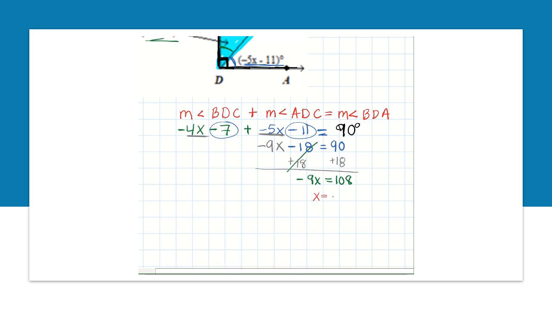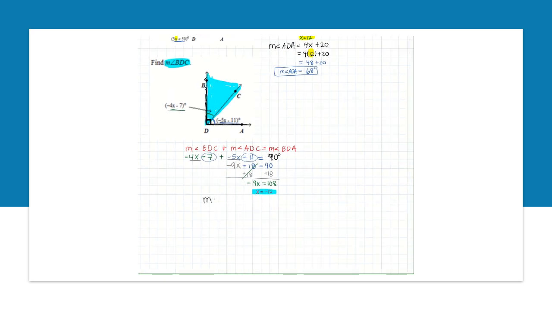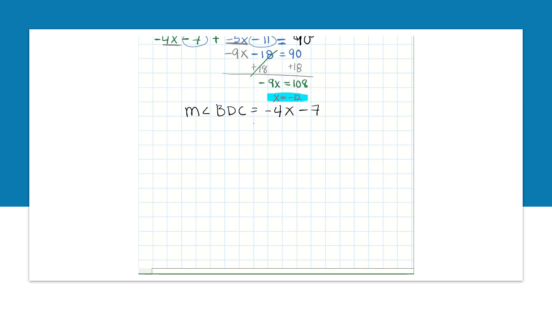But once again, we're not looking for x, we're looking for the angle measurement. So we have to plug our x into that angle measurement. The angle measurement we're looking for is negative 4x minus 7, and then we replace x with negative 12. Two negatives equal a positive, so we get positive 48 minus 7, which is 41. So the angle measurement of angle BDC would be 41 degrees.